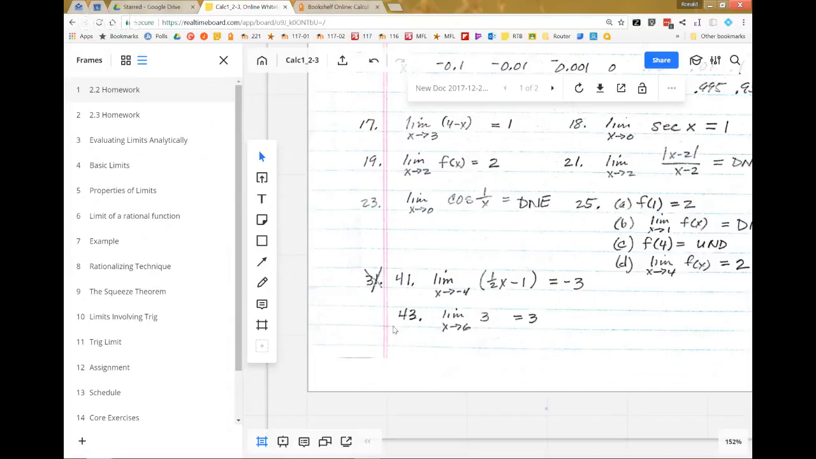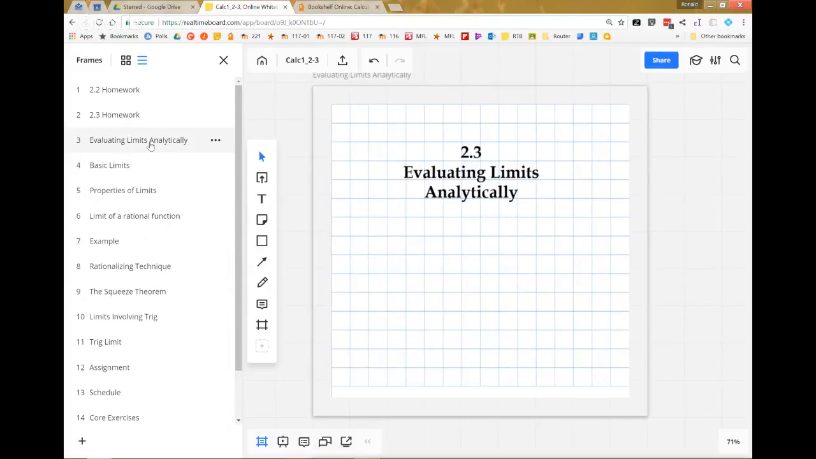Anyone else want to talk a little bit about 2.2? Well, our new lesson is 2.3, evaluating limits instead of what? Intuitively, like we did last time, by looking at what the numbers approached or looking at the graph. Today, we're going to learn an algebraic technique, we're going to learn how to evaluate limits analytically. That's the big difference here.